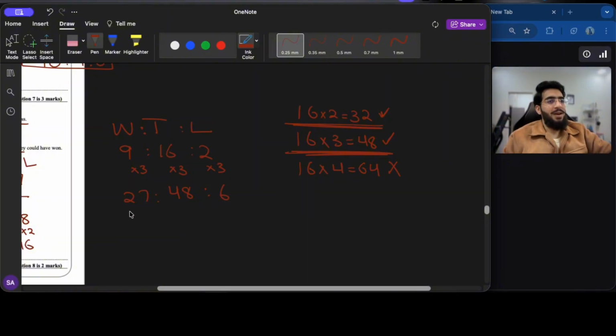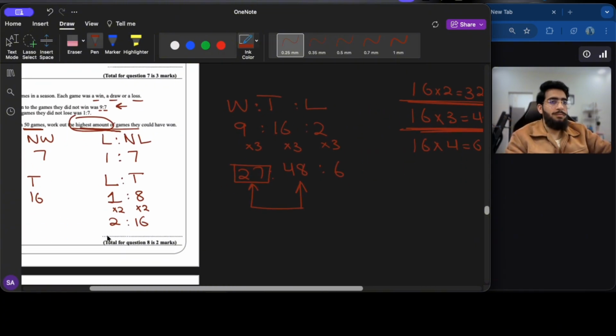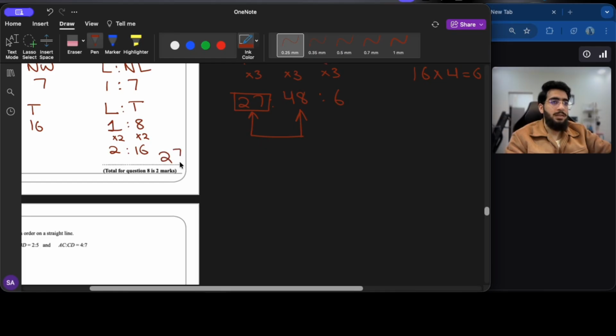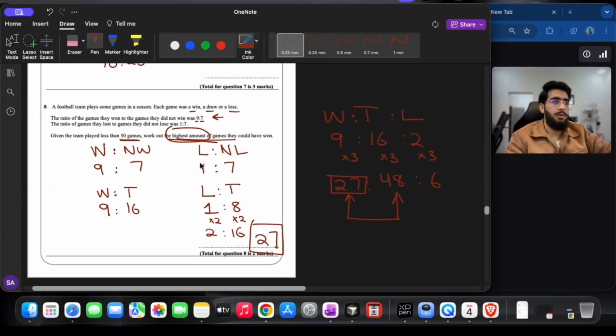Okay, now we can see that if the total games were 48, the total number of games they would have won were 27, and that's the only value we can get. So that's our answer. 27 total games they could have won according to the scenario.